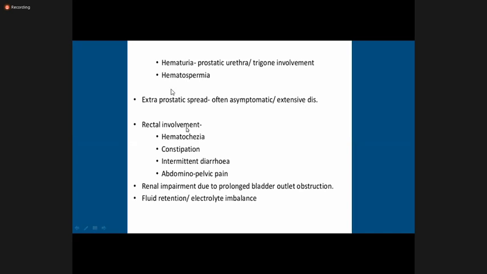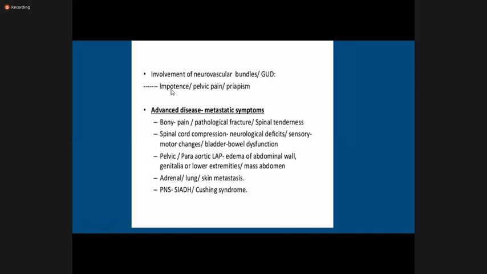If the rectum is involved, then there is hematochezia, bleeding per rectum, constipation, intermittent diarrhea, abdominopelvic pain, renal impairment due to prolonged bladder outlet obstruction, and fluid retention and electrolyte imbalance. These are the presentations when the patient has advanced disease. Involvement of the neurovascular bundle again gives genitourinary symptoms, pelvic pain, and priapism.